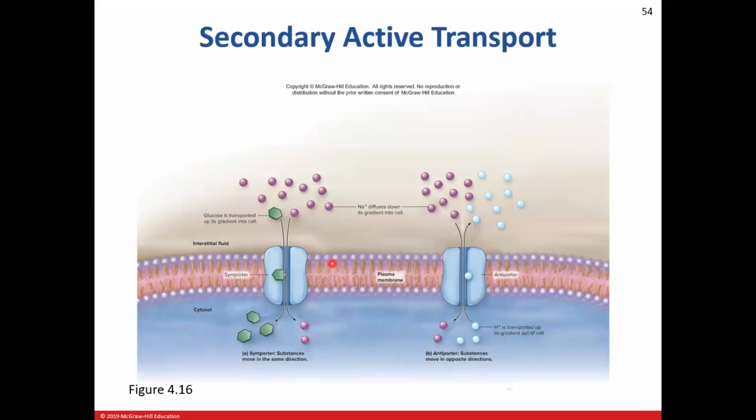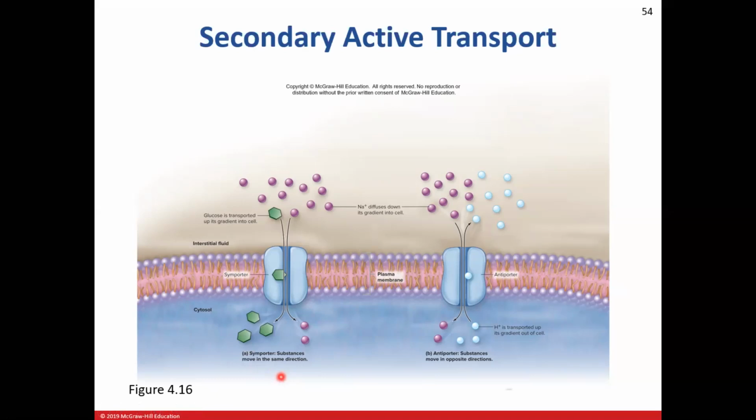So if we look at these 2 processes here, we have a symporter, here we have an antiporter, okay? You'll notice that we have our purple bubbles here. These represent our sodium ions, okay? Here we have glucose represented in this case. And here we have hydrogen represented in the other case. With a symporter, the substances are moving in the same direction.